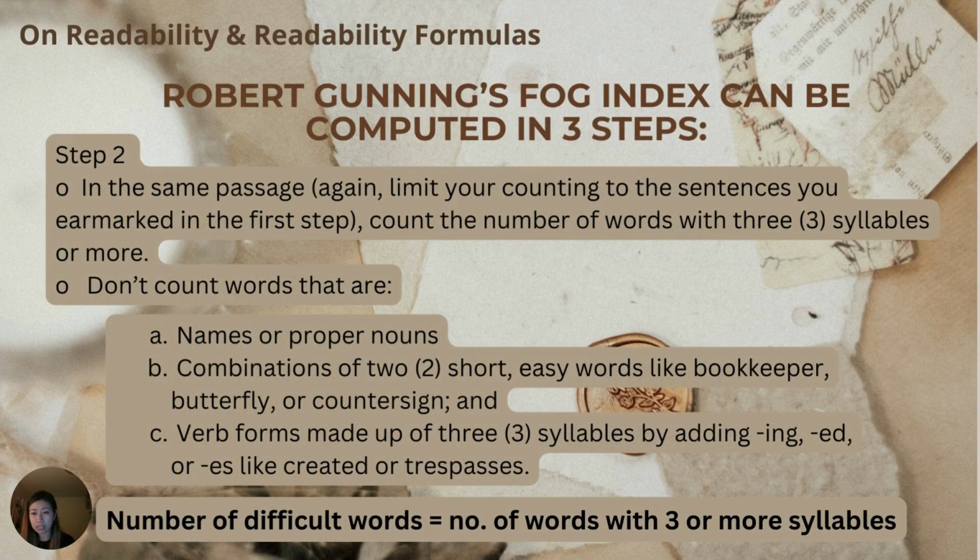Now, step 2 would be to find the number of difficult words used in the passage. To do that, in the same passage, again, limit your counting to the sentences you earmarked in the first step. Then count the number of words with 3 syllables or more, not counting names or proper nouns, not counting combinations of 2 short, easy words like bookkeeper, butterfly, or countersign, and not counting verb forms made up of 3 syllables by adding ing or ed or es, like created or trespasses. So you shouldn't count those words, right?